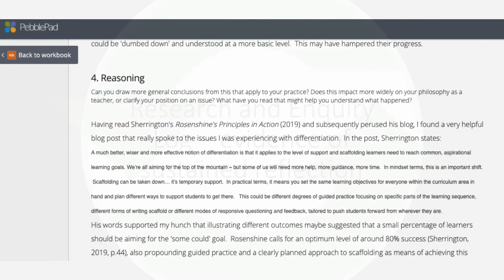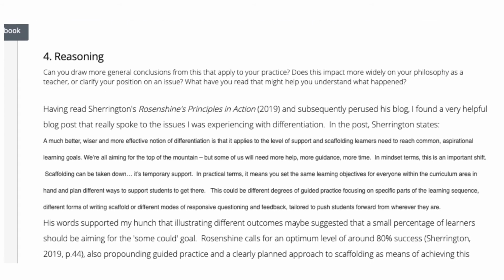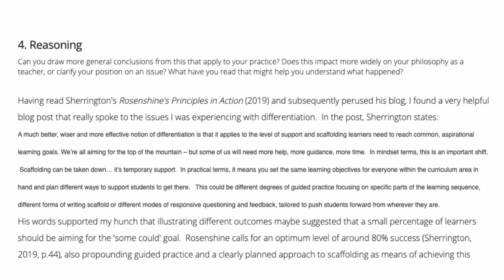Here's an example of one of the research and inquiry log entries that the student has done, and we can see that they've got literature in here, Tom Sherrington's Rosenshine's Principles in Action, which is a very accessible piece of work, very current and topical, full of good practical ideas. The student teacher has also gone further, realised that Sherrington's worth a look and that he's got a blog, and has started looking at some of his other writing on his blog to add extra information above and beyond what there is in the book.